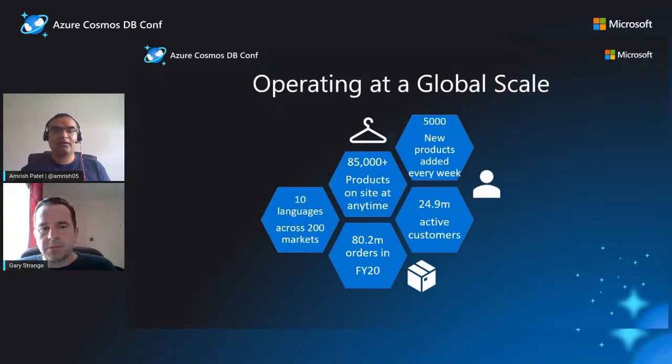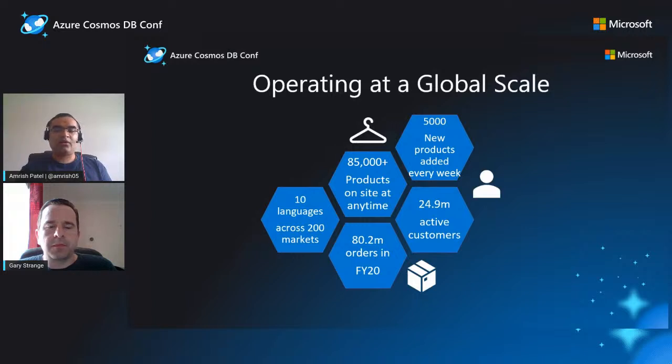As everyone knows, we operate at huge scale and at a global scale. So let's take a look at some numbers just to understand what that really means and how we use Cosmos and the rest of the Azure ecosystem to help us achieve that global scale. We offer our app and web experience in 10 languages across 200 markets. We have over 85,000 products on the site at any time, 5,000 new products added every week, and we have an active customer base of 24.9 million customers. In the financial year just gone, we actually processed 80.2 million orders.